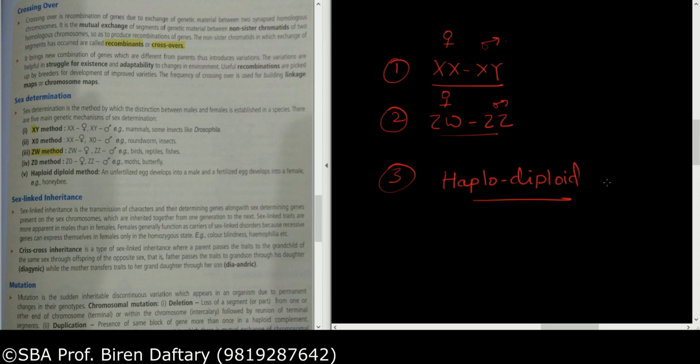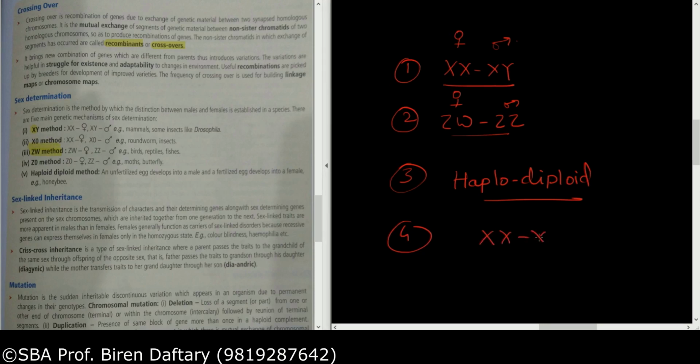Okay, now there are two additional examples given over here. The second method, if you see, is called the XX-XO type of sex determination. In this example, the female is homogametic, as you can see, and the male is heterogametic. But how is this example different from the first example? Here the male has got two different types of sex chromosomes, whereas here the male has got only one sex chromosome. Okay, so this is given in MTG as XO method. So it is actually called XX-XO method, and it is found in roundworms and certain insects.